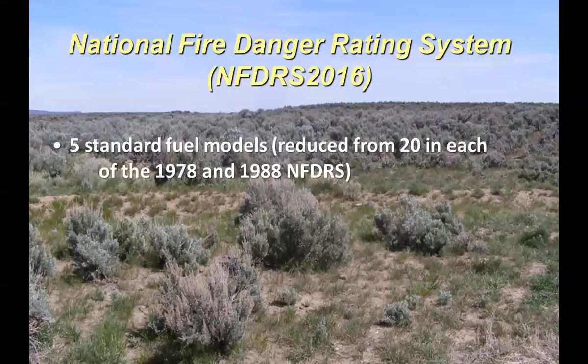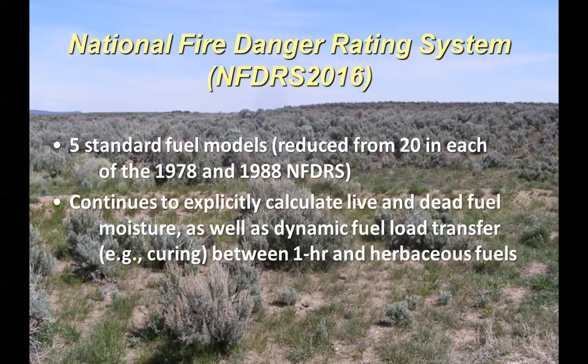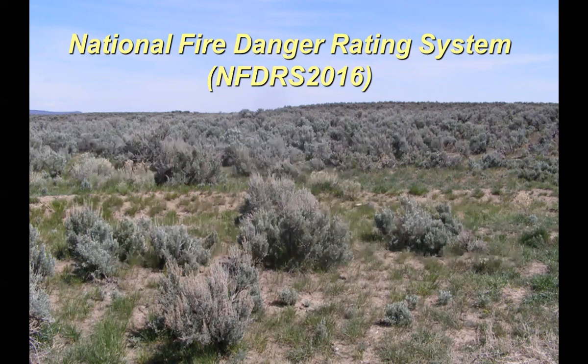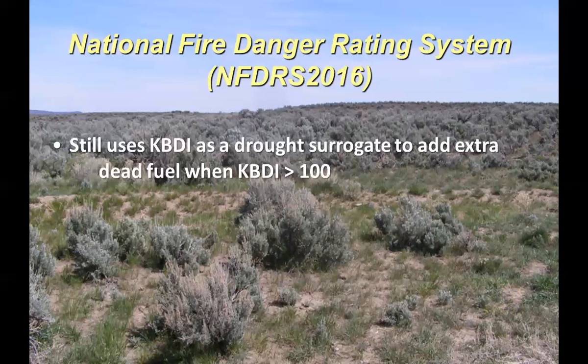There are 5 standard fuel models, reduced from 20 in each of the 1978 and 1988 versions of the NFDRS. But like in those systems, it continues to explicitly calculate live and dead fuel moisture, as well as the dynamic fuel load transfer between 1-hour dead and herbaceous fuels. However, in this system, the live fuel moisture and the dynamic fuel load transfer is calculated as a function of Jolly's growing season index, the GSI. It still uses KBDI as a drought surrogate to add extra dead fuel when KBDI is greater than 100.